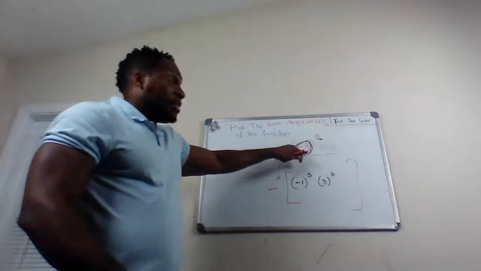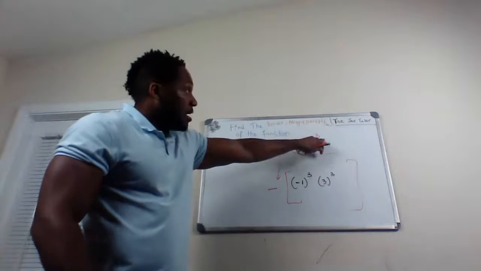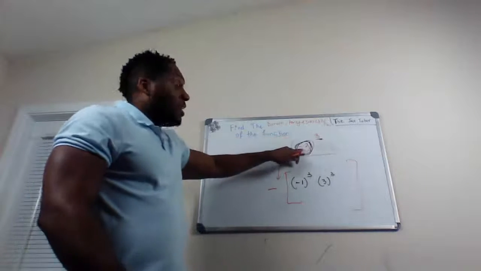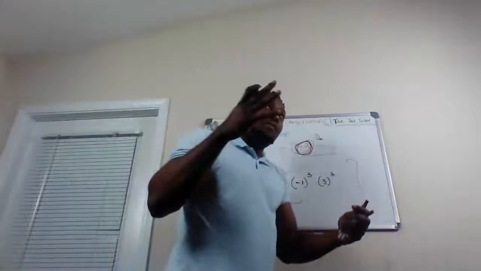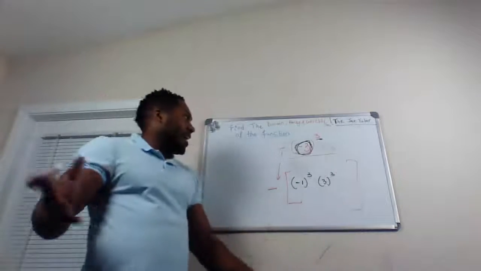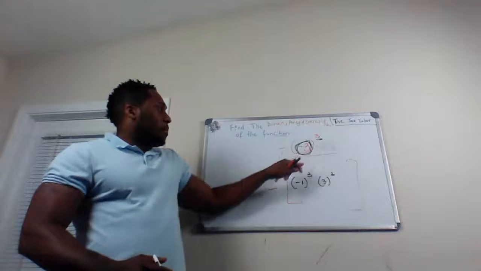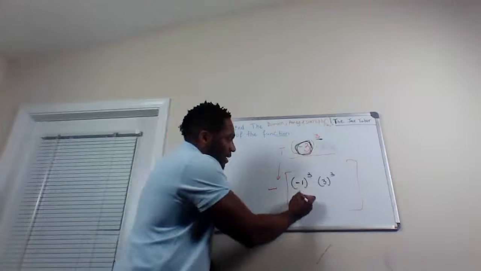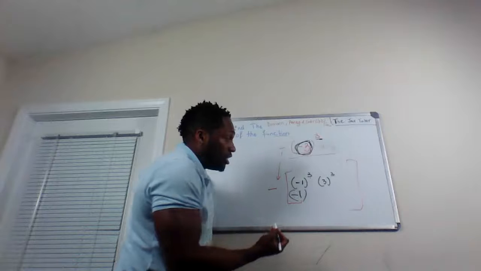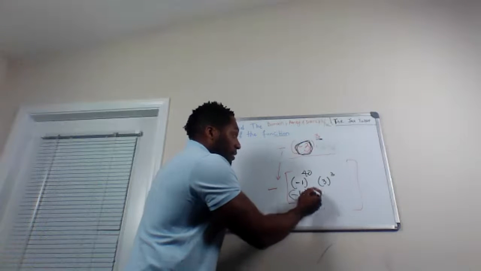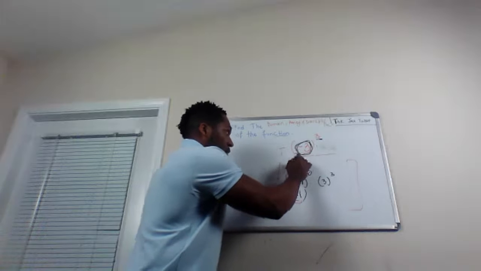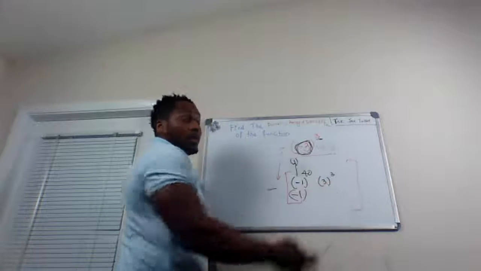Now, because the power is odd, it's 3, the negative sign is going to stay negative. If the power was even, 6, 8, it would be positive. So that means this is going to stay as negative 1. It won't change. If the power was 40, it's even, it would have been 1. And then you just multiply the 1 by this one.